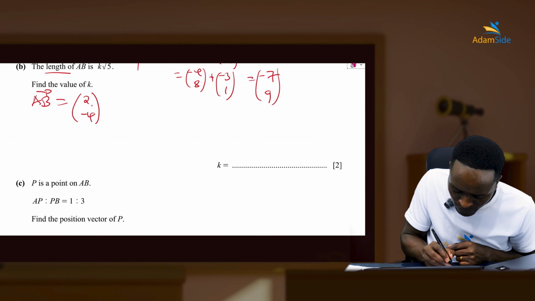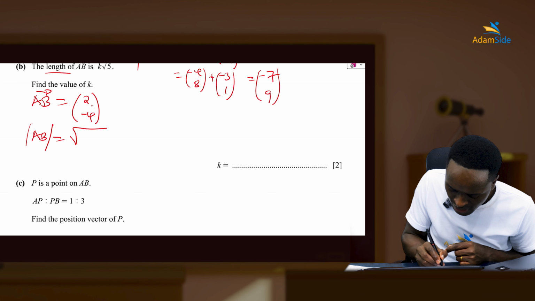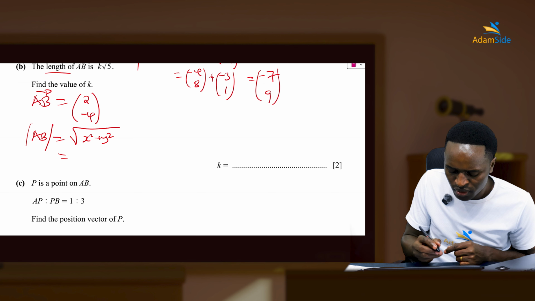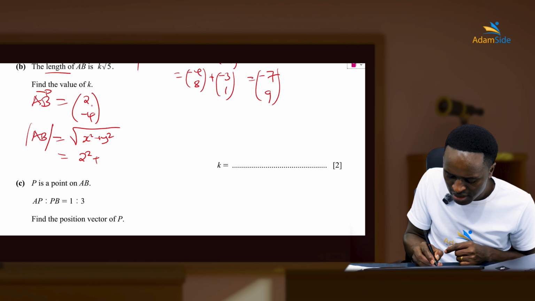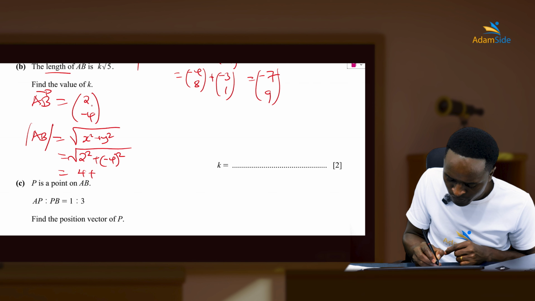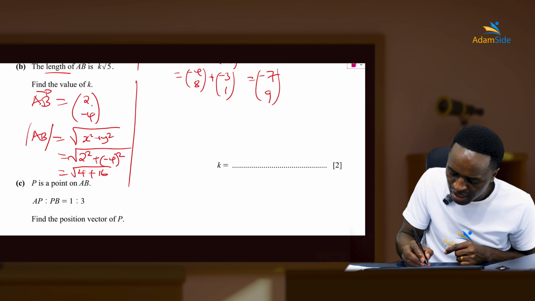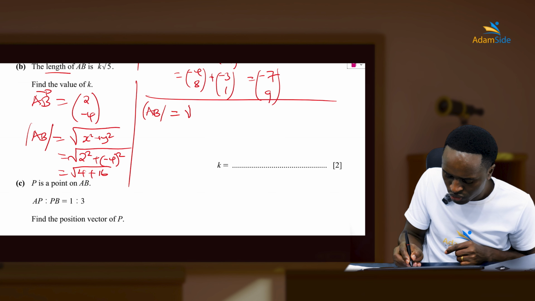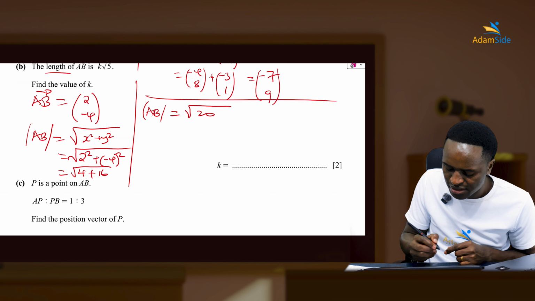The formula says the magnitude of AB is the square root of x squared plus y squared. So 2 squared plus negative 4 squared, then you find the square root. That's the same as root of 4 plus 16. So the magnitude of vector AB will be equal to root 20, since 4 plus 16 is 20.